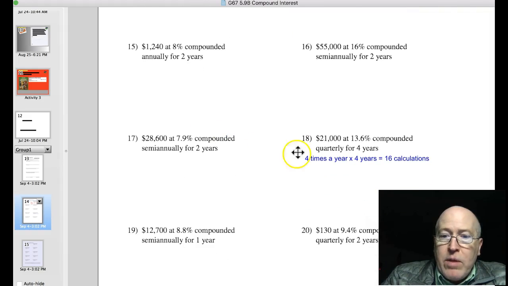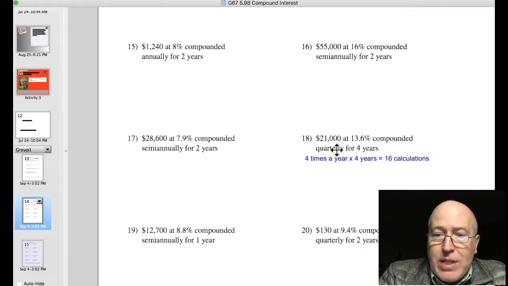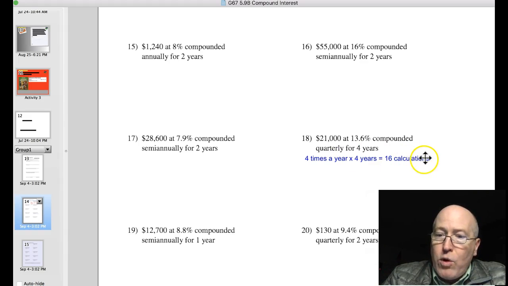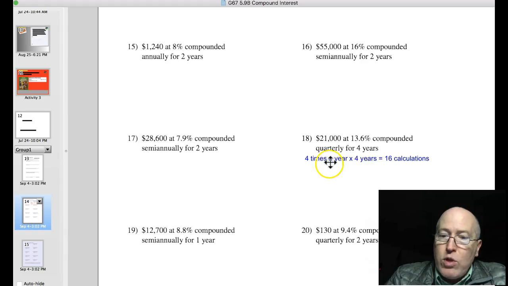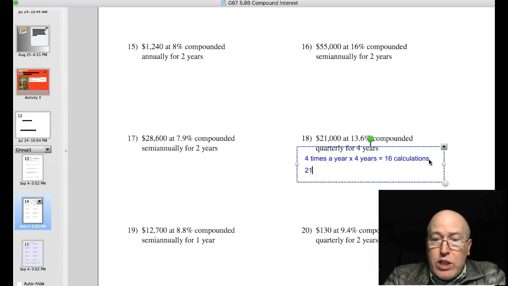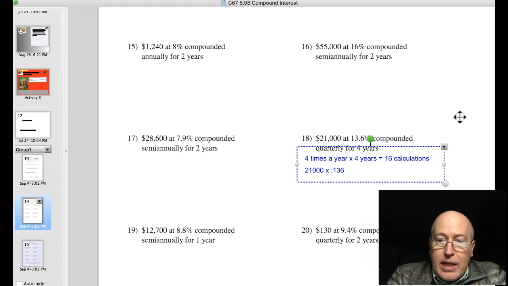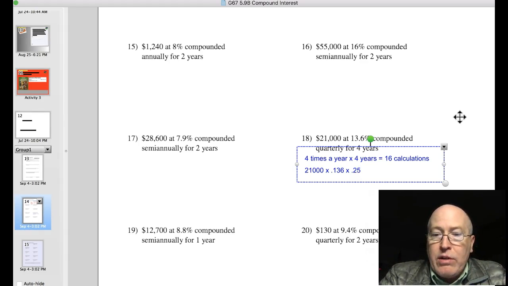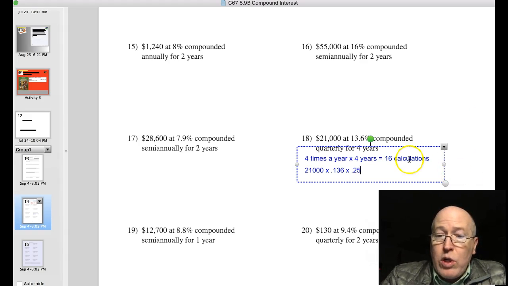Take a look at this one down here. This time you're taking $21,000 at 13.6% interest compounded quarterly for 4 years. This is going to be 16 calculations, 4 times a year times 4 years. Your first calculation would be 21,000 times 0.136 times 0.25, because now we're only a quarter of a year. So you're going to do that 16 different times. You're going to have to get your total, bring it down, and add it to your principal, your investment.